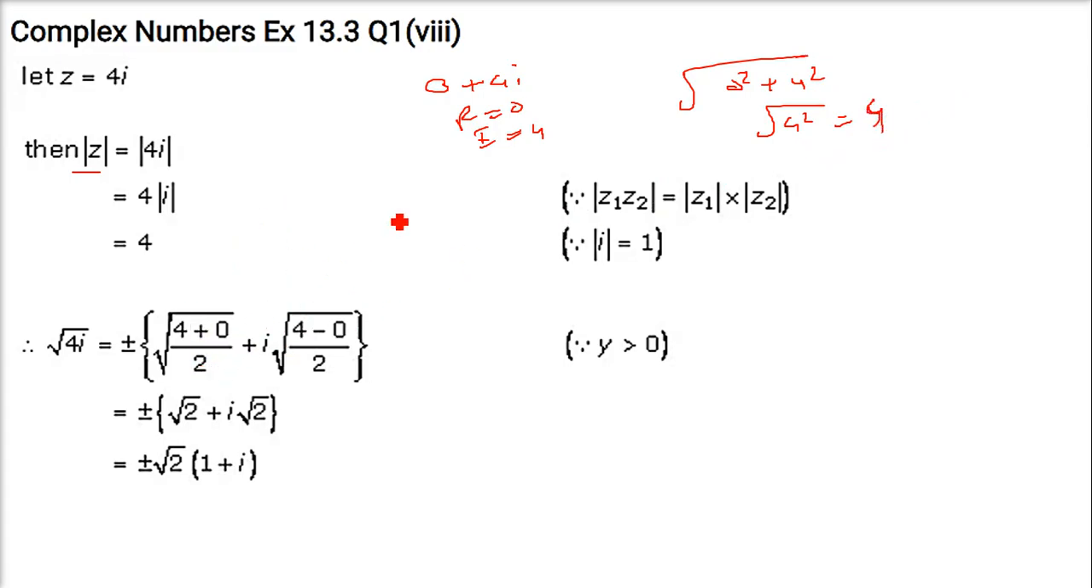And then we have this, this is 4. Now here, if you see, since the imaginary part is greater than 0, we'll use a plus formula. So you get, just simplify it, take the root 2 outside also, 1 plus I you get.